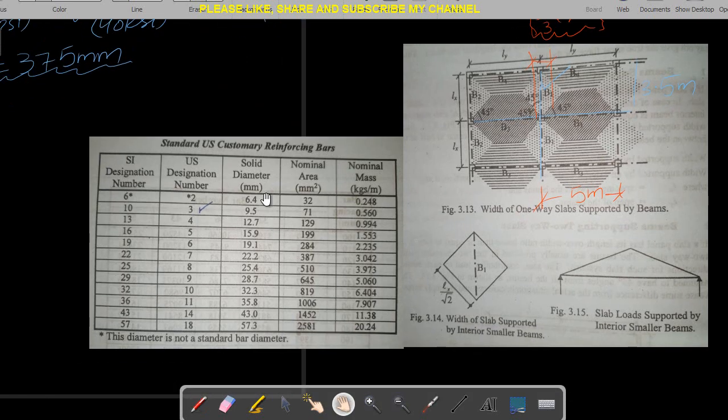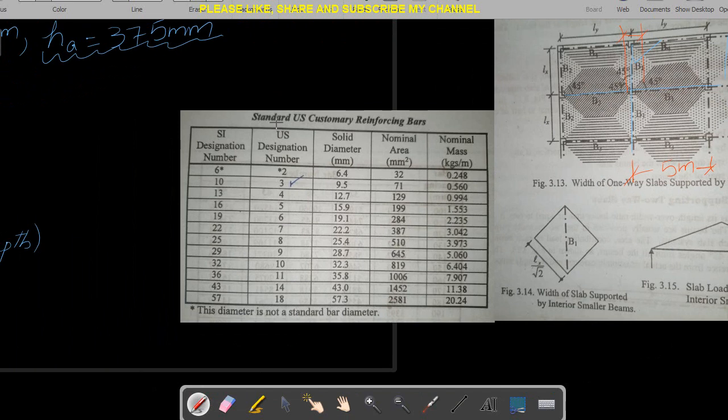This is a member, right? We will use this formula. This thing is important, and this diagram is important. You can see this chart, this table. This is my SI designation of bars, and this is my US designation of bars.